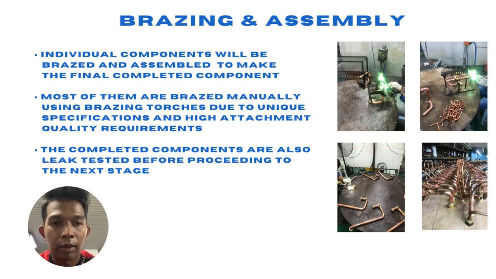The next process is brazing and assembly. The individual components that have gone through several of the processes before will be brazed and assembled at this point to make the final completed component. Most of them are brazed manually using a brazing torch due to unit specification and high attachment quality requirement. The completed components are also leak tested before proceeding to the next stage. So after they are brazed and assembled, they will test the component to see whether it leaks or not, to make sure the component is of high quality.